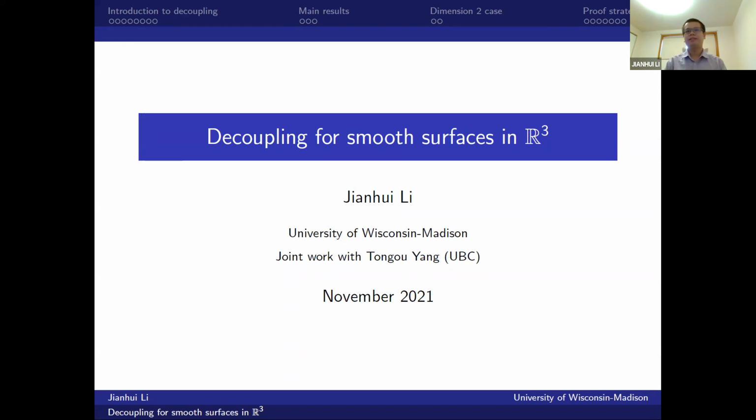I'm from UW-Madison, and today I'm going to talk about a recent collaboration with tonal decoupling for smooth surfaces in R3.